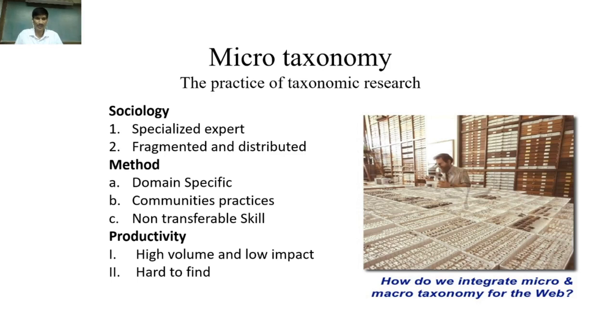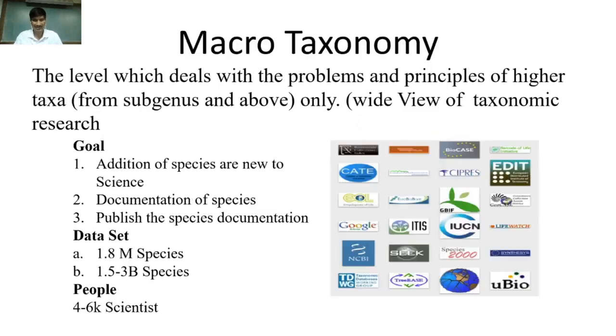Then the productivity of microtaxonomy is high volume but low impact. It is a smaller area with a high volume of work, but low impact on the community, and it is hard to find. For example, if anyone wants to identify different bees, they do not get it very easily, because expert people are not easily found in the community. And how do we integrate microtaxonomy and macrotaxonomy? We will go to that in the next slide.